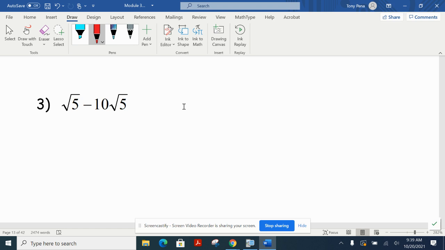All right, Joel, are these like terms? Yes. Yep. So what do we end up with when we combine those? Negative 9 and 5. Good. Negative 9 square root of 5. There is a 1 right here. 1 minus the 10 is a negative 9, and then we leave the square root of 5 alone.